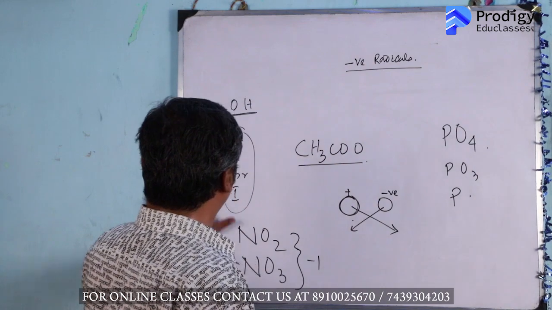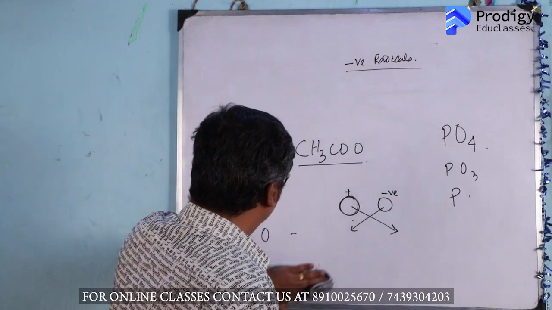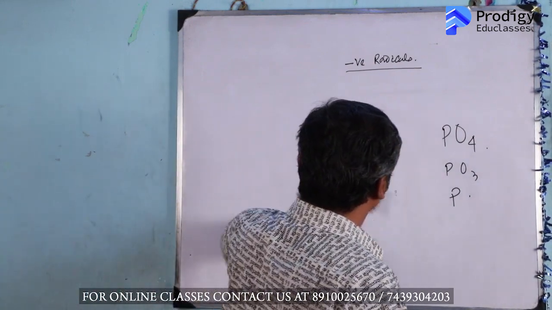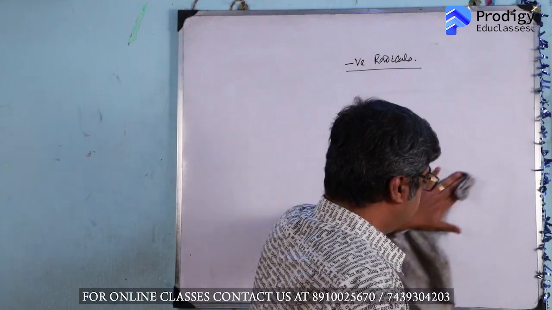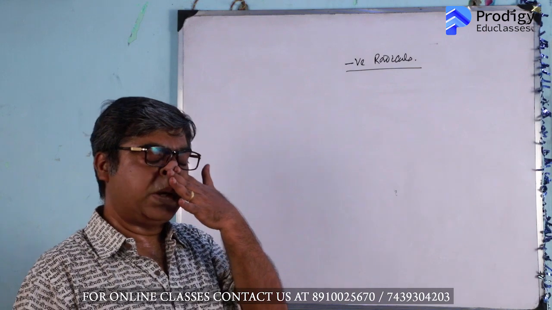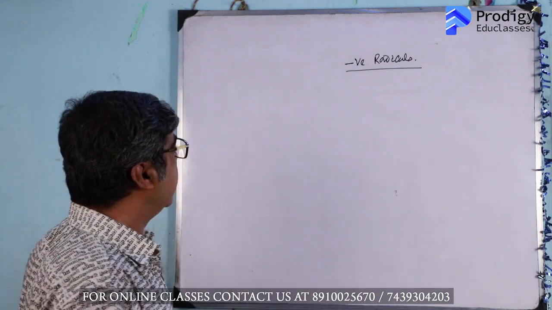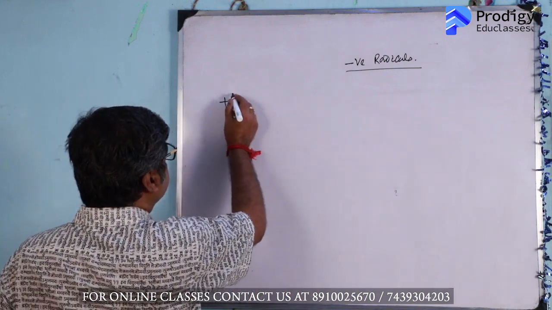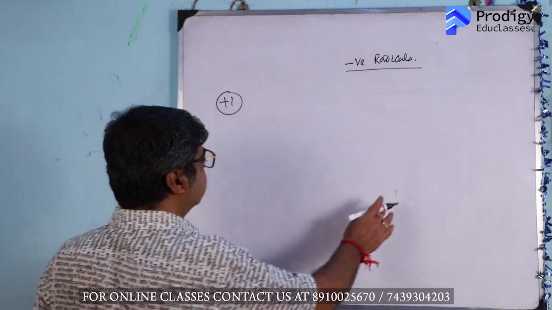You see, for the positive radical, we have 3 categories. They may be +1, +2, +3, +4. So +1, do you remember that poem?